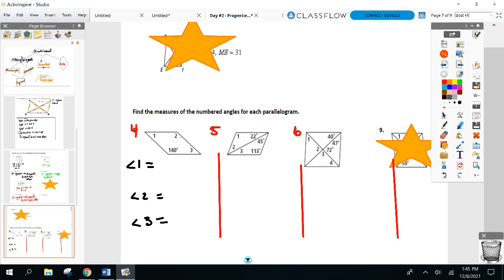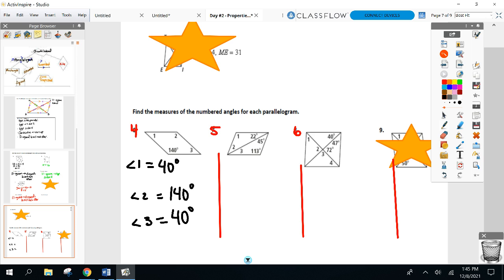Here we go. Angle 1, what do you have? 40. Consecutive angles are supplementary. Property we went over. How about angle 2? 140. Opposite angles are congruent. And then number 3, 40. You could use opposite angles again or consecutive angles supplementary. Are we all good? Please don't go on to number 5 yet.